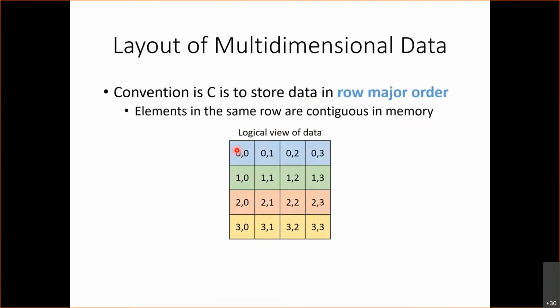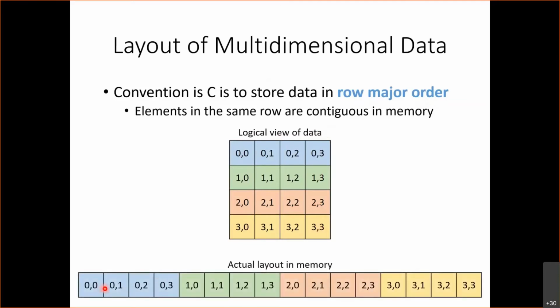that consists of two-dimensional data, but I store this two-dimensional data as a one-dimensional array, the convention, this is the logical view of the data, is that when I lay this data out in memory, we lay out the first row, and then the second row, and then the third row, and then the fourth row. So the actual layout of the data in memory is going to look like this. We're going to have the first row, followed by the second row, followed by the third row, followed by the fourth row.